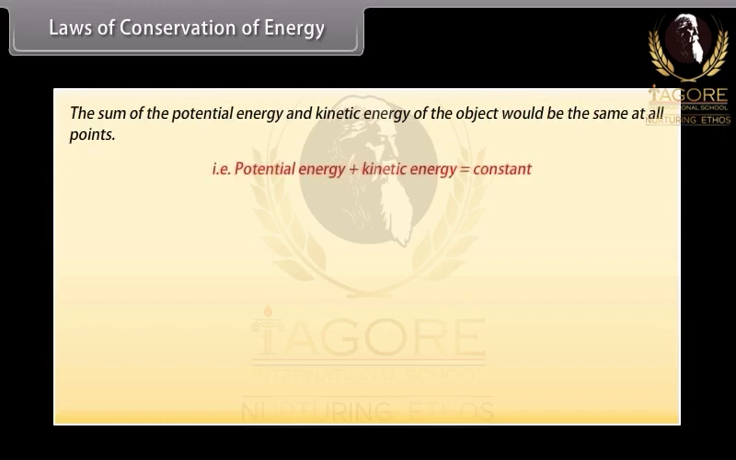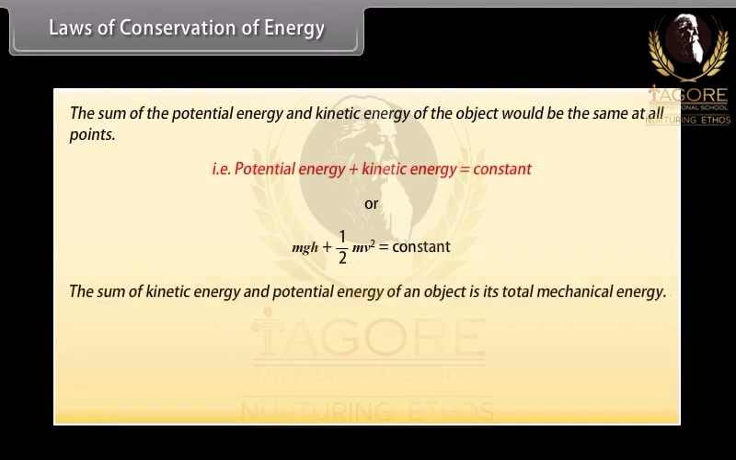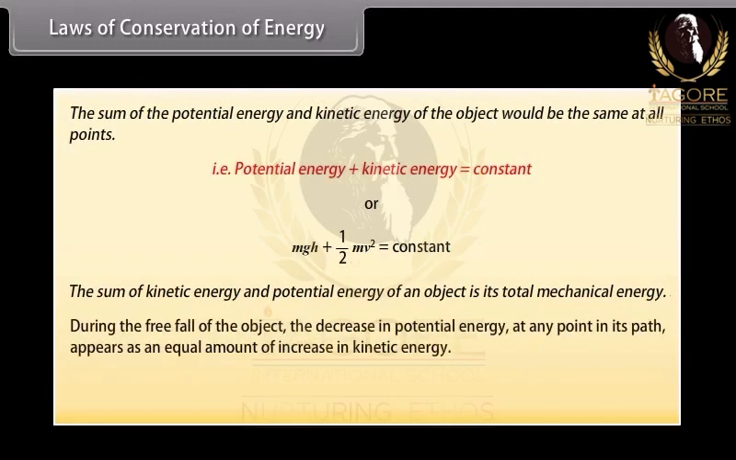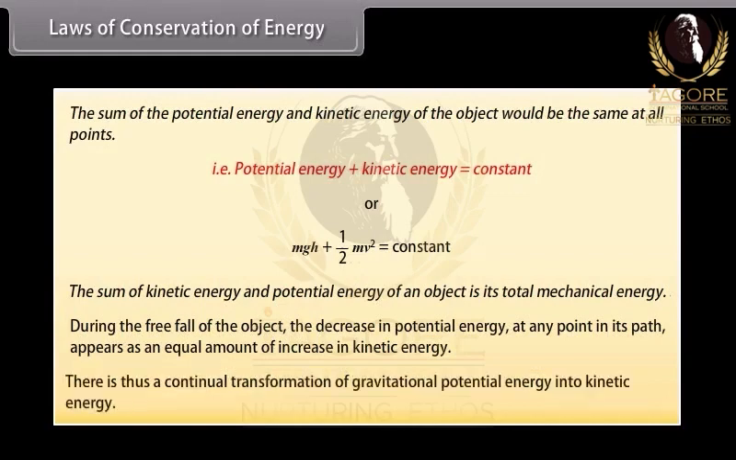That is, potential energy plus kinetic energy is equal to constant, or mgh + 1/2 mv² is equal to constant. The sum of kinetic energy and potential energy of an object is its total mechanical energy. We find that during the free fall of the object, the decrease in potential energy at any point in its path appears as an equal amount of increase in kinetic energy. There is thus a continual transformation of gravitational potential energy into kinetic energy.